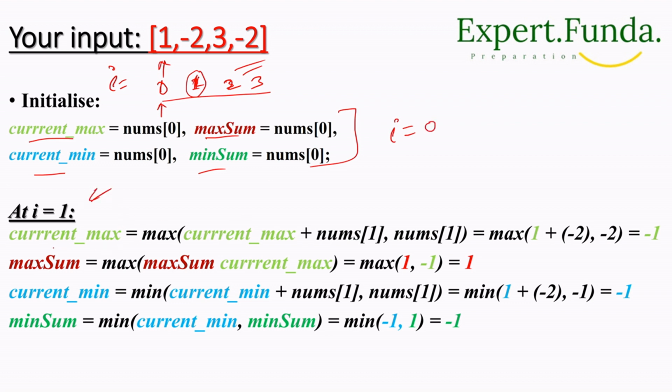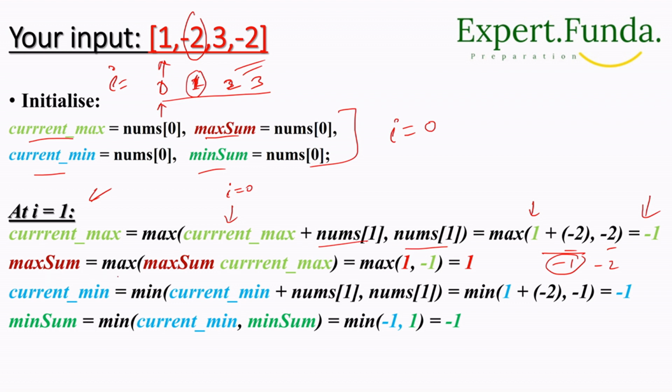Let's suppose we have to find current max. Current max is what we already have, nums[0], for i equal to 0, and that is nothing but 1. So we have taken 1 here. Now we take nums[1], and we pass -2, because we have -2 here. If we do the plus, it will come to -1. So the max is -1, and that's why we are getting -1 here.